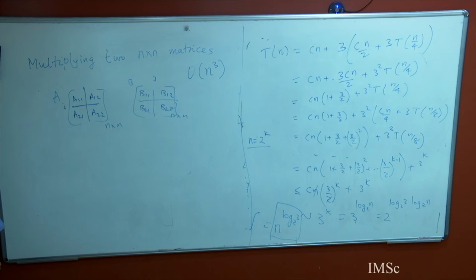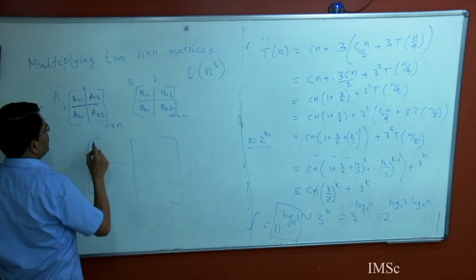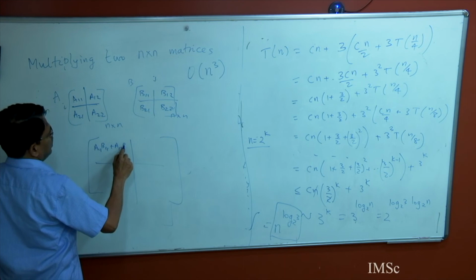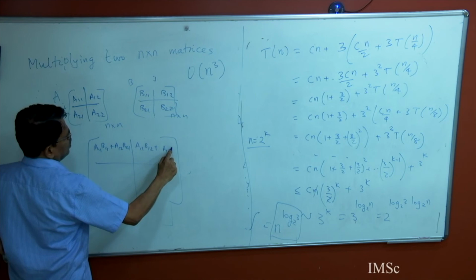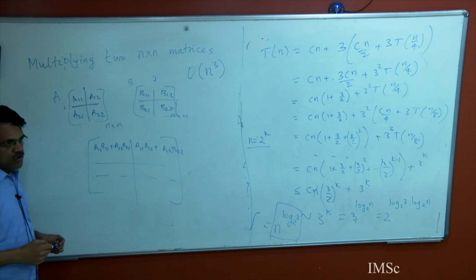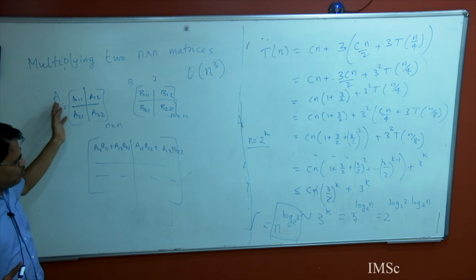Now, the standard multiplication algorithm would tell you the following. This would be like A11 B11 plus A12 B21, A11 B12 plus A12 B22 and so on and so forth, right? So, you can fill up this matrix. Each one is an n by 2 by n by 2 matrix. Divide each matrix into 4 sub-matrices, each of size n by 2 by n by 2. And then I do my standard things like a 2 by 2 matrix multiplication.